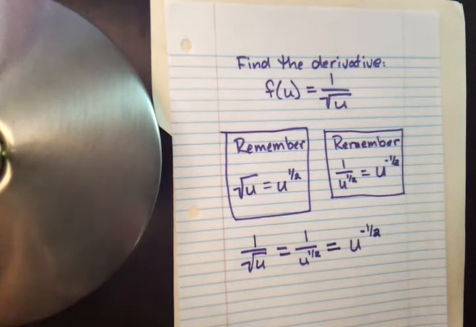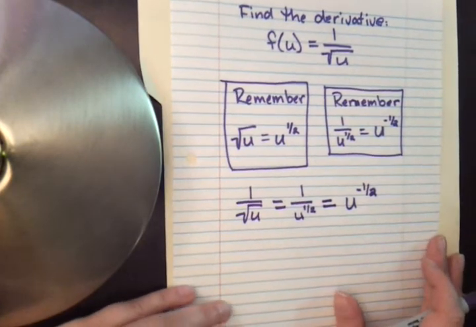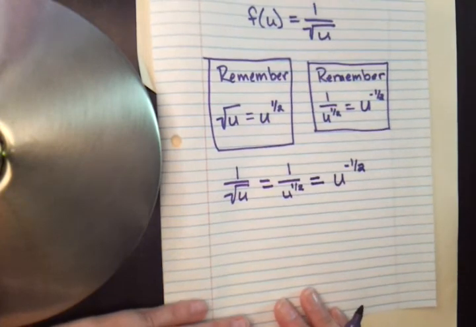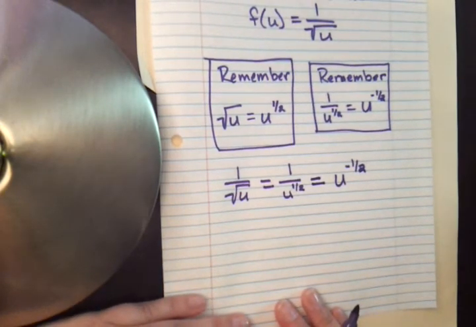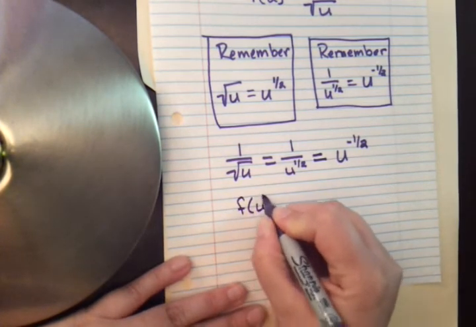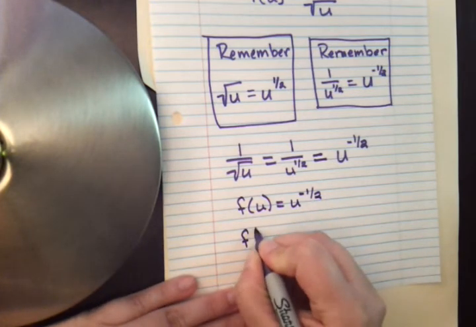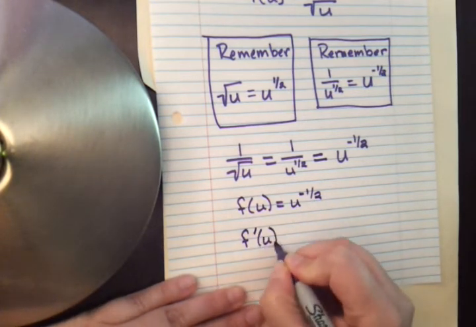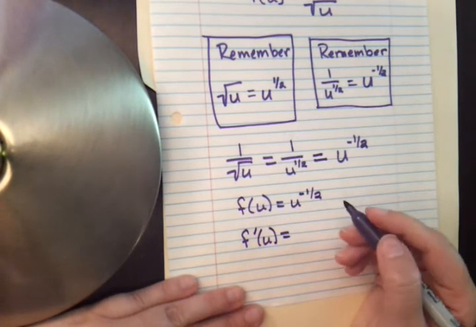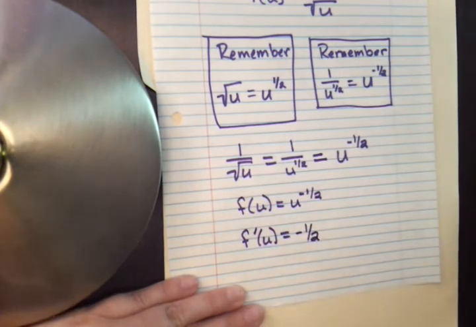So now that we've got that, we need to use our differentiation rules. And the rule that we use in this case, because we have an exponent, is probably the easiest rule we've got other than the constant rule, and that's the power rule. So if f of u equals u to the -1/2, and we want to find f prime of u, and we use the power rule, just take the exponent. It's a fraction. I know it's a fraction. Just take that exponent, so -1/2, and bring it down.